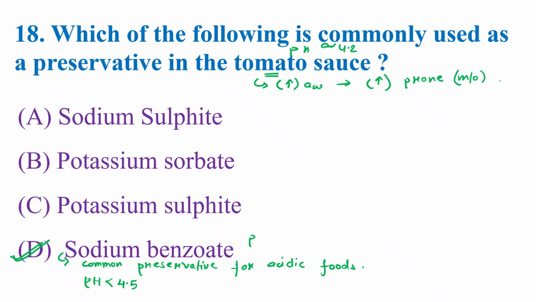Whereas sodium sulfite and potassium sulfites are mainly used in wines, dried foods, and potassium sorbate is an excellent preservative for molds and yeasts, basically used in cheese and bakery products. So over here my correct option will be option number D, that is sodium benzoate.